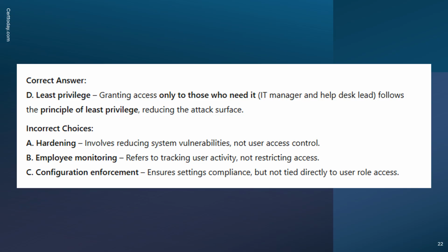Granting access only to those who need it, in this case the IT manager and help desk lead, follows the principle of least privilege, reducing the attack surface. A is incorrect because hardening involves reducing system vulnerabilities, but not user access control. B is incorrect because employee monitoring refers to tracking user activity, not restricting access. And C is incorrect because configuration enforcement ensures settings compliance, but is not tied directly to user role access.